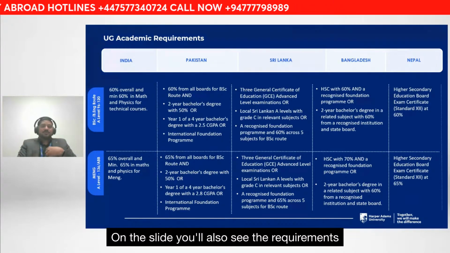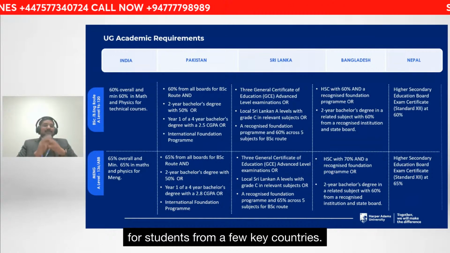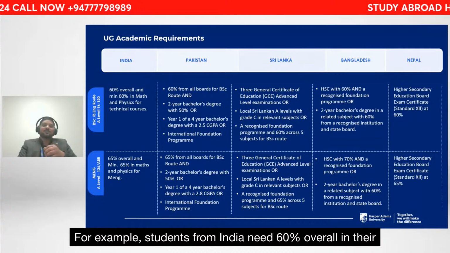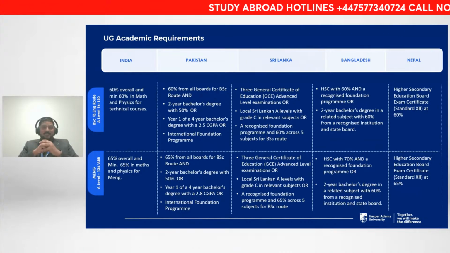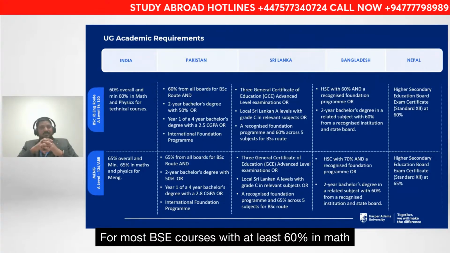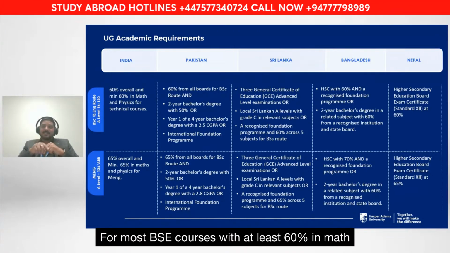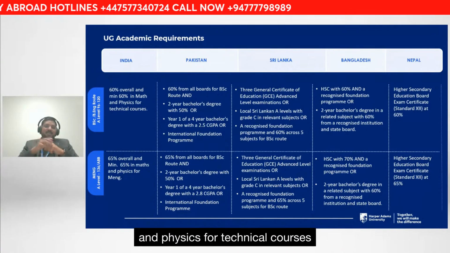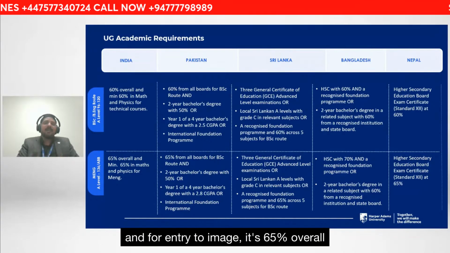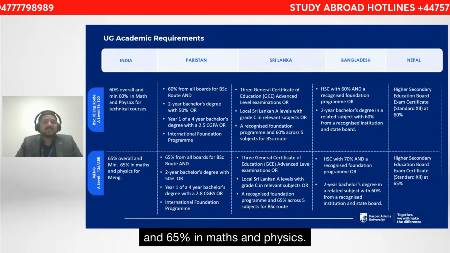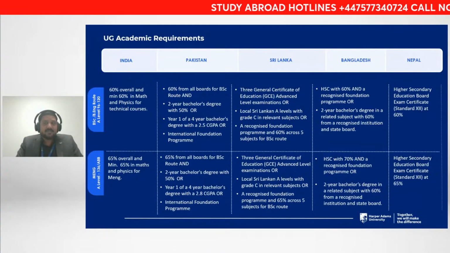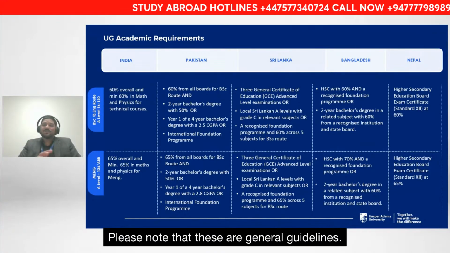On the slide, you will also see the requirements for students from a few key countries. For example, students from India need 60% overall in their high school exams for most BSc courses, with at least 60% in maths and physics for technical courses. For entry to our MEng, it's 65% overall and 65% in maths and physics. Please note that these are general guidelines.